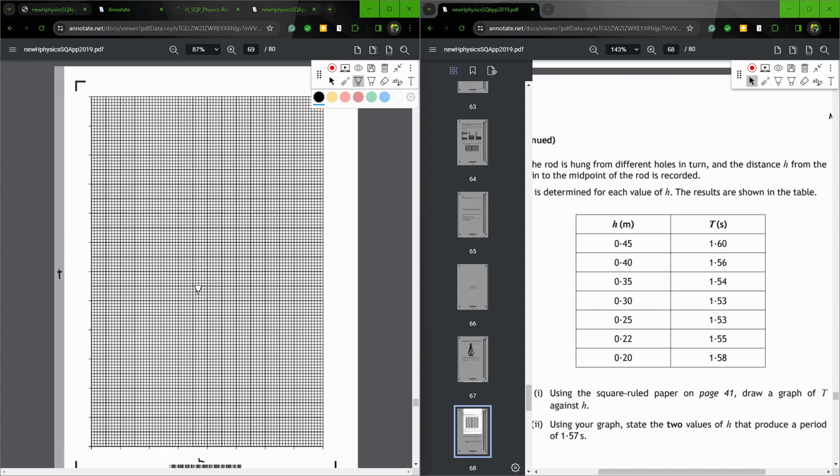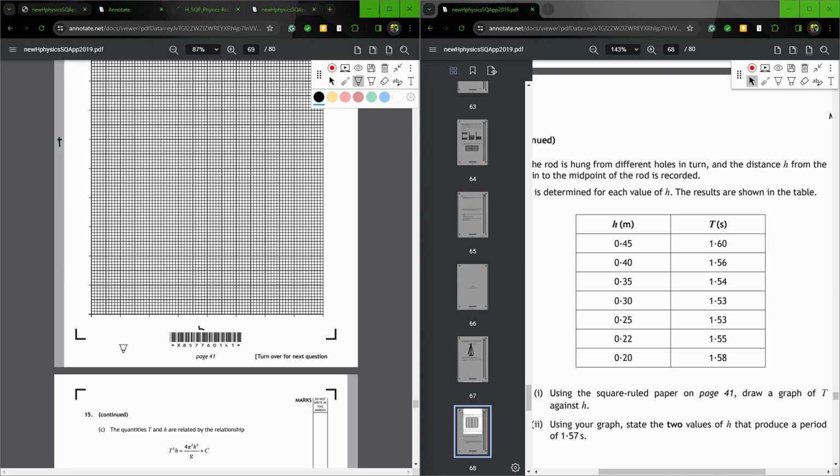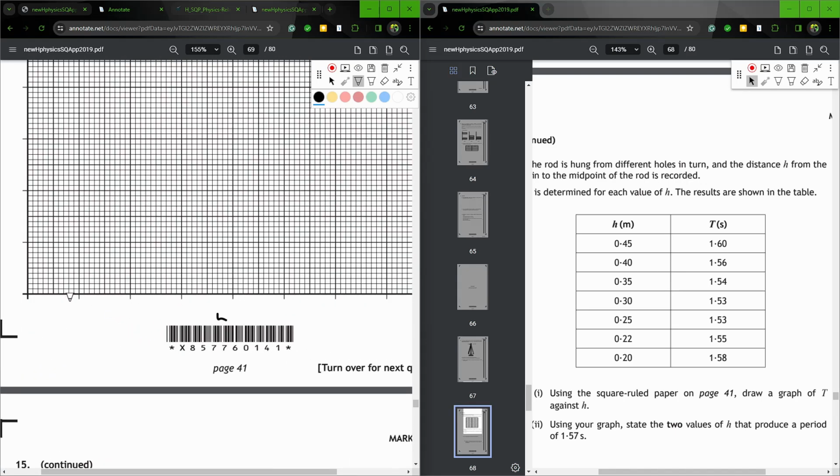Right, so I've got a graph prepared, T against h. I've not made it easy, unfortunately. Why would SQA make anything easy? No, it's always a complete mess every single time. But oh well.